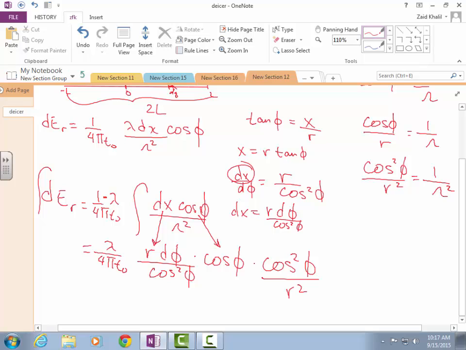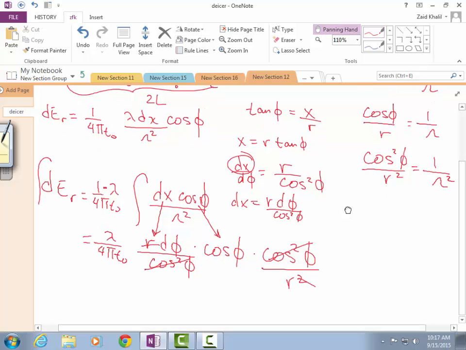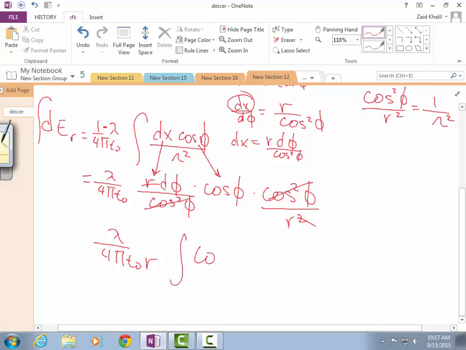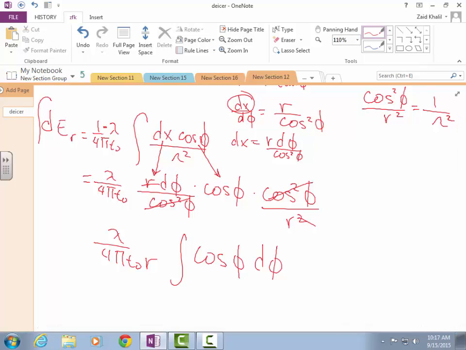Let's take a look. This cancels with this, cancels with this, and now we have lambda over 4 pi epsilon 0 r times the integral of cosine phi d phi. But what's the integral of cosine? Sine, that's right. Is it sine or a negative sine? It's negative sine. Is it? Wait. Let's think this through. No, it's just sine. It's just sine.